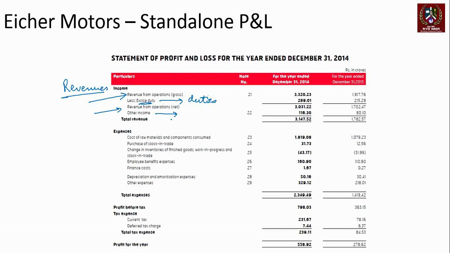For example, if you hold bank account balances, you might get some interest there. That's a part of your other income, right? Then you have all the expenses. This is the part of all expenses that the company has. Finally, you have profit before tax, and then you have some sort of a tax expense that comes in, right? And then finally, you get the net profit for the year, which is available to be given to the shareholders, right? All companies will have similar structures.